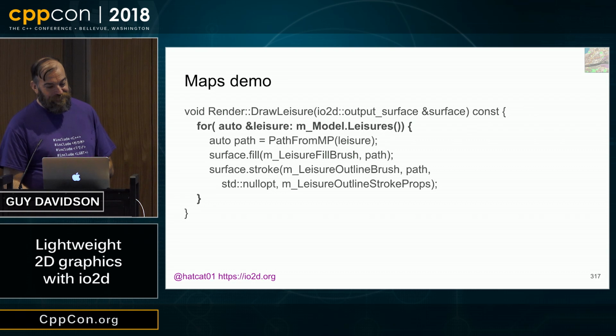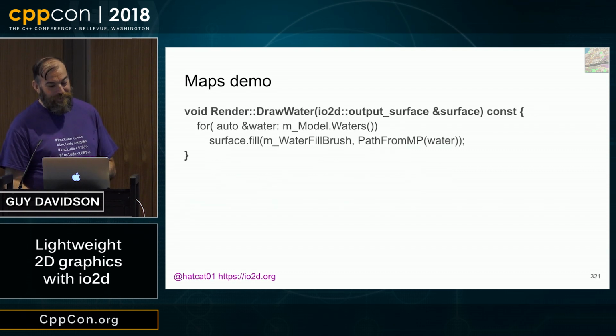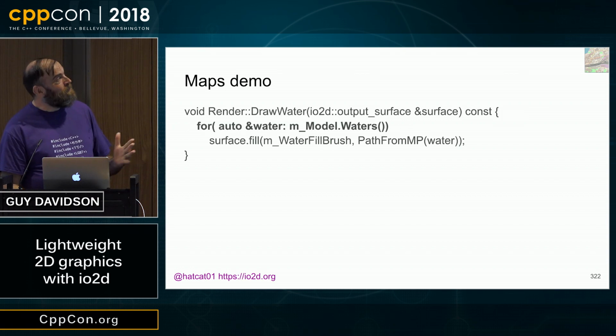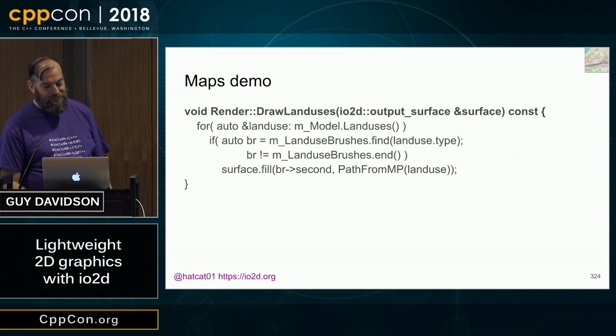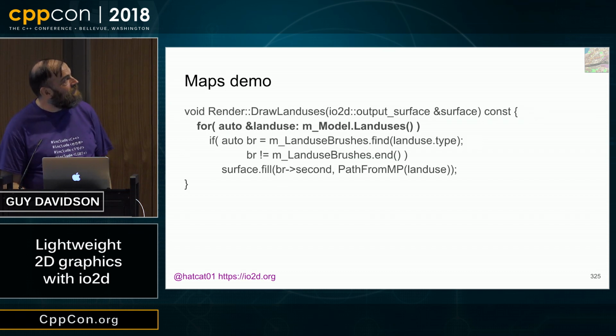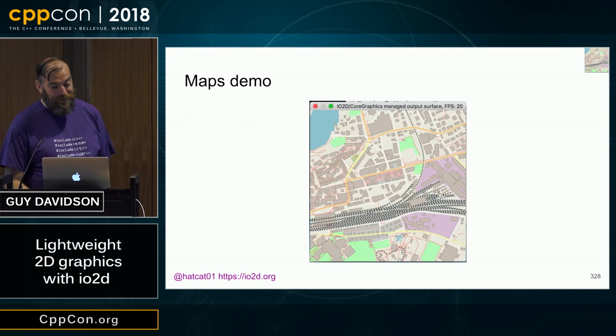Okay, draw leisure. Iterate through the leisures, get the path, fill, stroke. Draw water. I really hope you're getting this now. No outline required, the water is just blue. So we just fill to a path. Draw land uses, clear. Iterate through the land uses, see if we can find the type, and fill if so. That's it, map of Rapperswil.